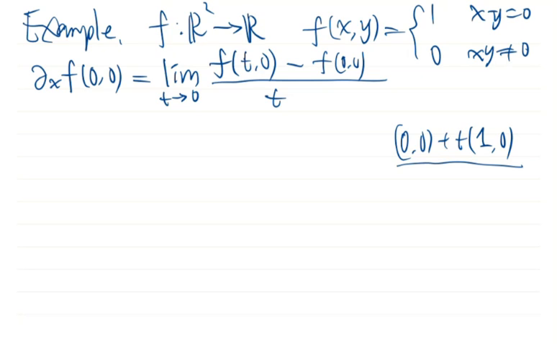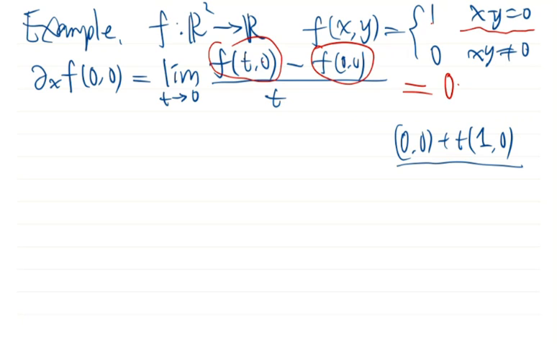So this is 0 because in both f terms here, one of the variables is 0, and if one of the variables is 0, then the value of the function is 1. Therefore, these two terms are 1. So 1 minus 1 is 0. So this is 0 divided by t, and we take the limit. Of course, the limit is 0.